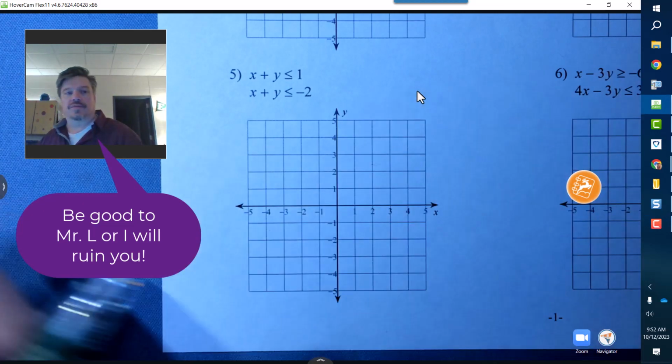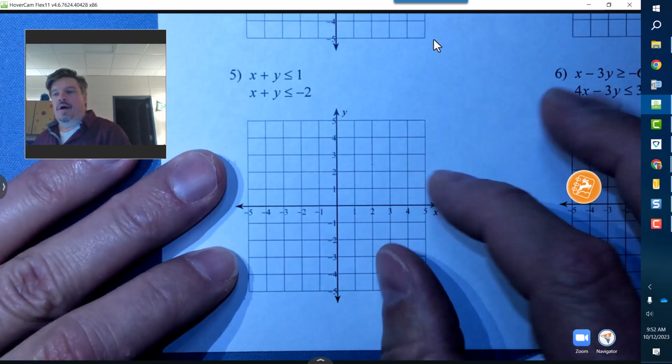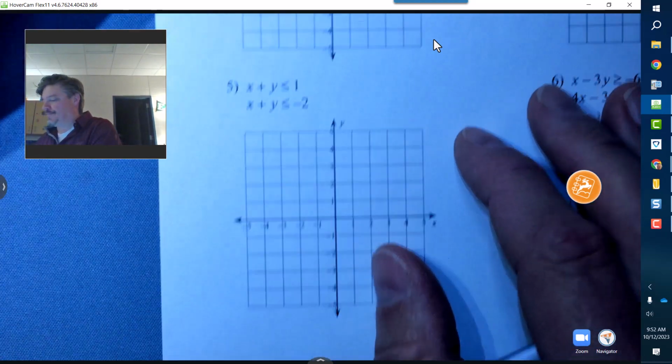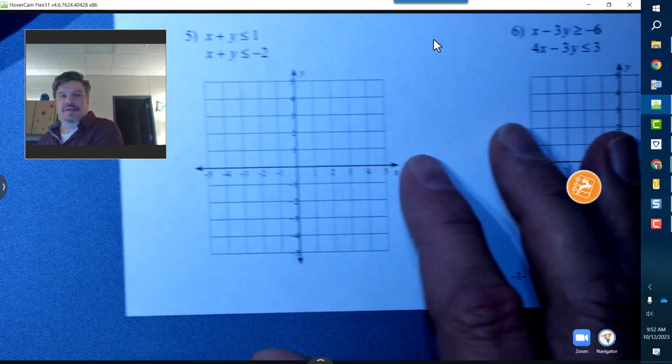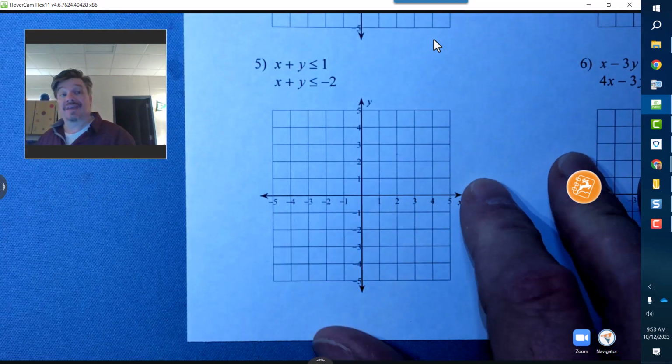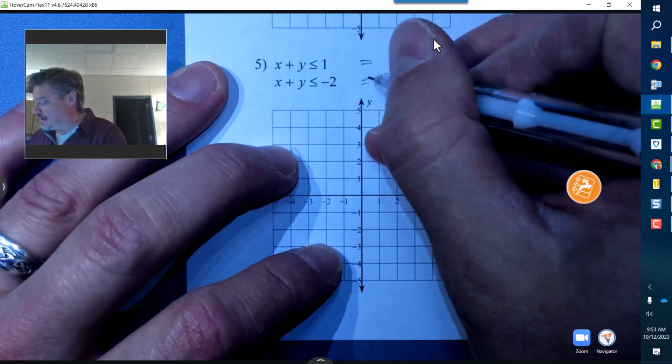We're going to finish up our notes. So if you guys would get this out, number 5, you'll notice that we had to move things around before so that we could graph this properly. So now what we're going to do is move around these guys. All right, we're going to convert these guys.